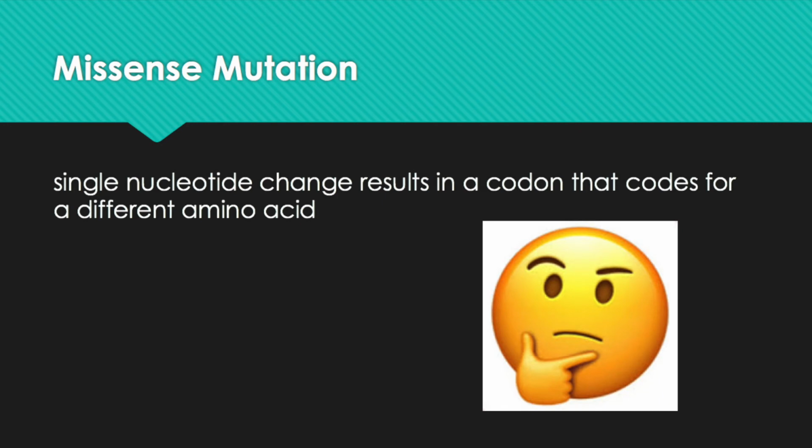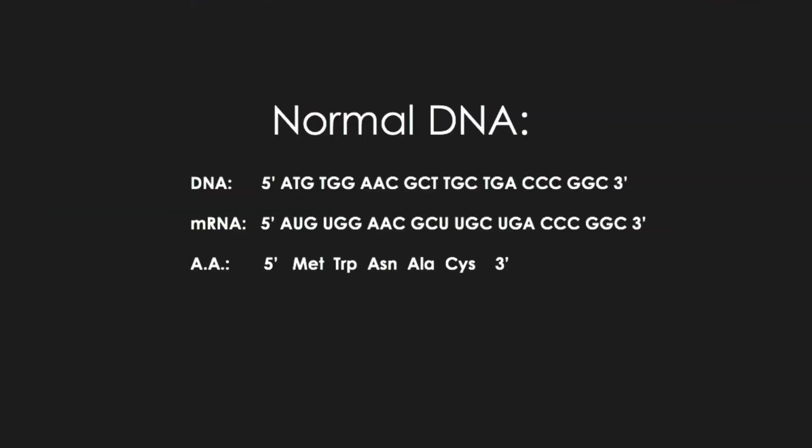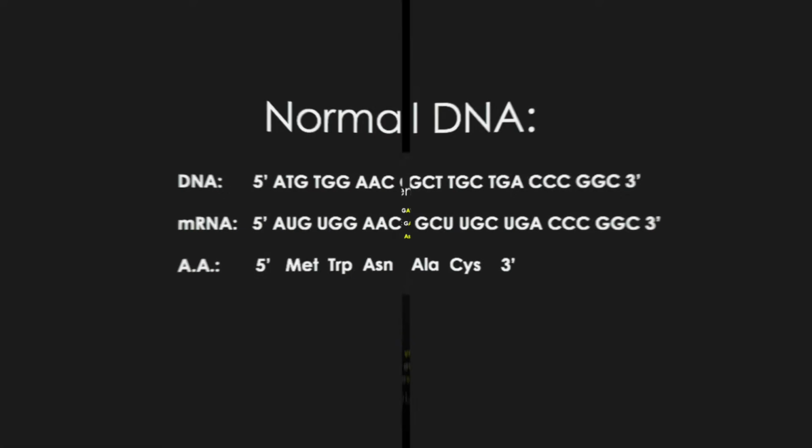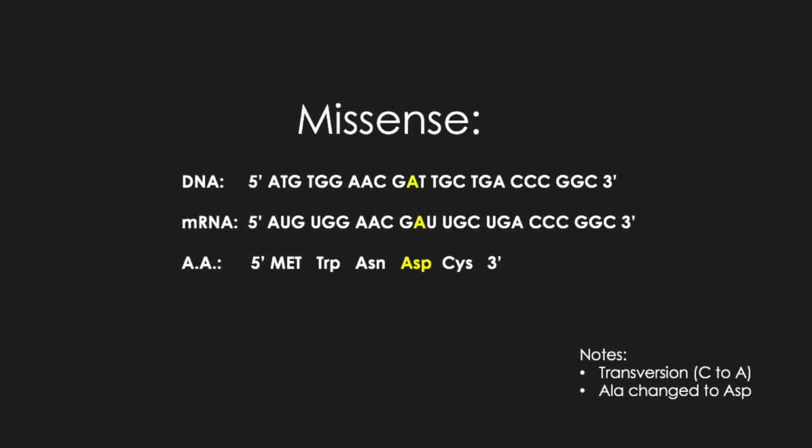The first type of point mutation is missense. A missense mutation is when a single nucleotide alteration results in a codon that codes for a different amino acid. Referencing our normal DNA strand, we can see the base C change to an A. This is a transversion because the base change is from a pyrimidine to a purine. The effect of the missense mutation is the codon encodes for the amino acid aspartic acid instead of alanine.